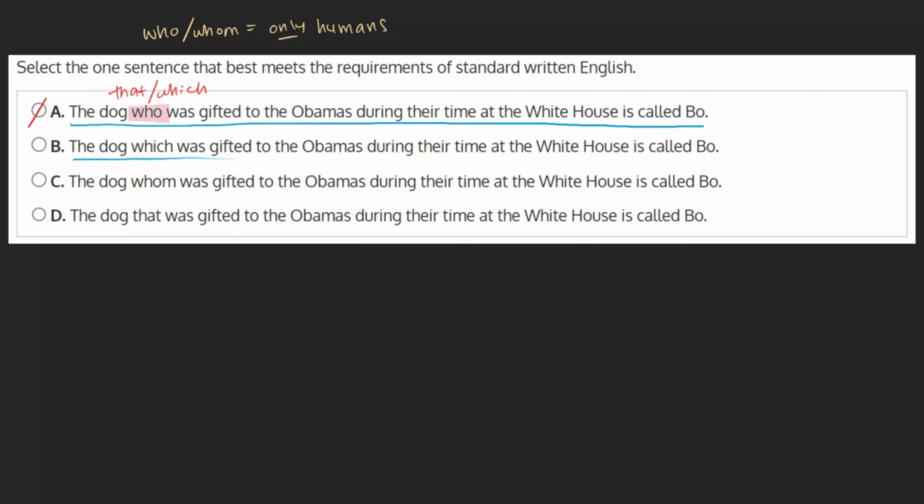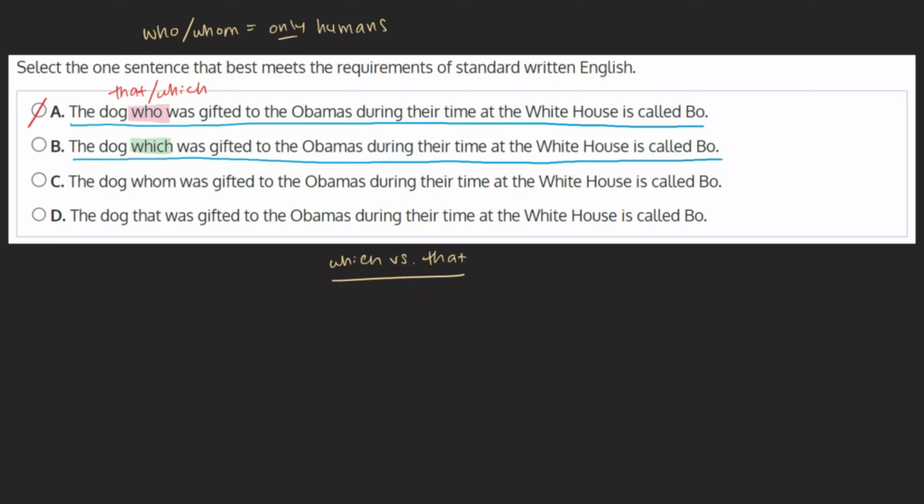B. The dog which was gifted to the Obamas during their time at the White House is called Bo. This sentence is identical to the previous one other than that it swaps who for which. This brings us to another question. Which and that are often confused with one another.